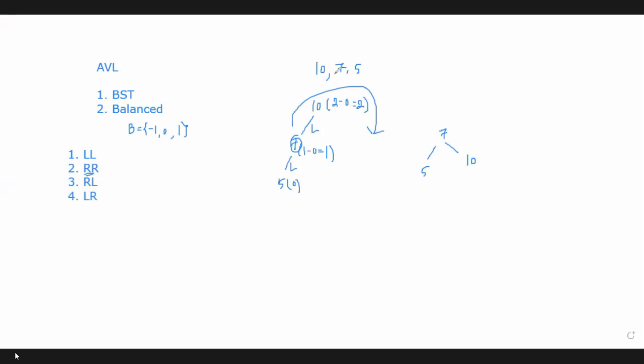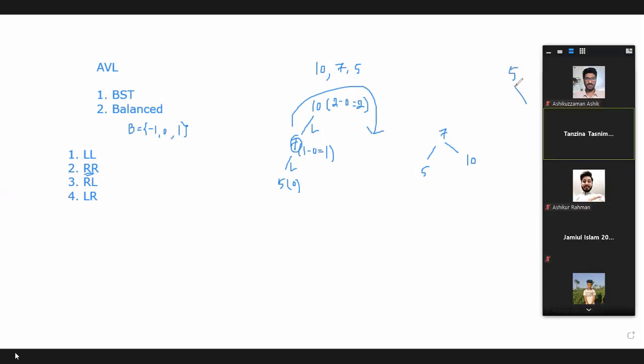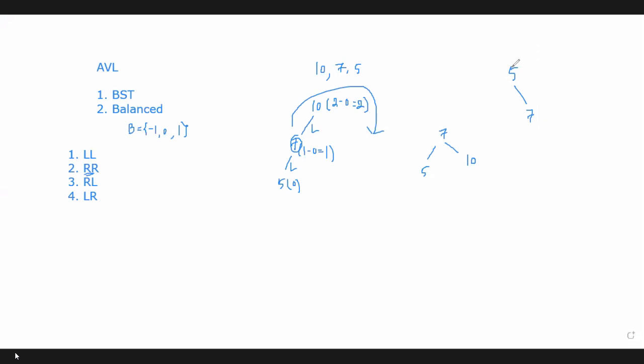Okay, so now the structure is like this. At first we are taking 5, and now how can we insert 7? 7 is greater than 5, so add it in the right side. Now calculate the balance factor. For 7, the balance factor is 0, and for 5, the balance factor is -1, because the left subtree is 0, so 0 minus 1 equals -1. Now if we insert another node 10, where will we insert it? In the right subtree. After inserting the node, now calculate the balance factor.